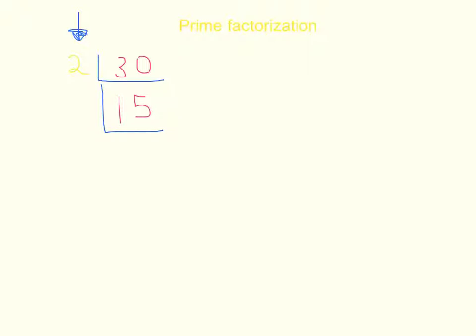So 2 is not going to go in there, but another prime number. That's really key, that I'm only using prime numbers in this column. 3 goes into 15. It goes in 5 times. Again, I make another upside down division symbol. What's a prime number that goes into 5? Well, there's 1, but that's not prime. We know that. So I have 5 that's going to go in, and I'm left with 1.